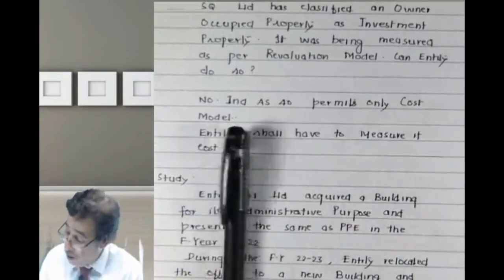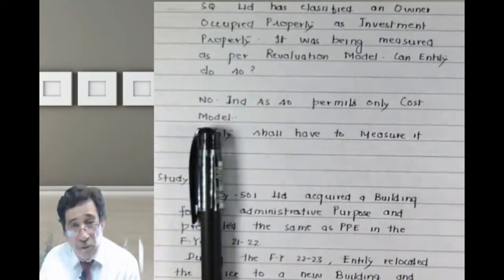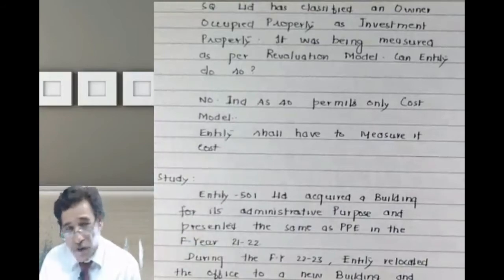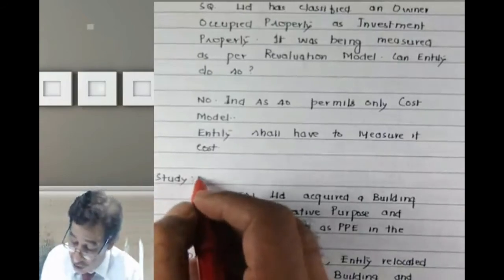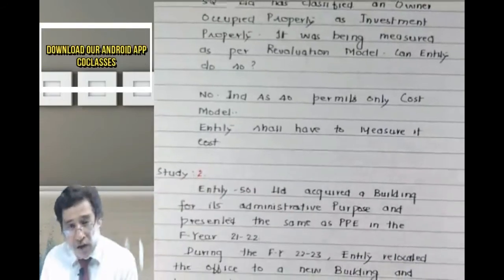Is it clear to you or not? Then that means the entity will have to change its accounting policy from measurement under the revaluation model to measurement under the cost model. That is the point here. That is why this particular question has been given under accounting policy.